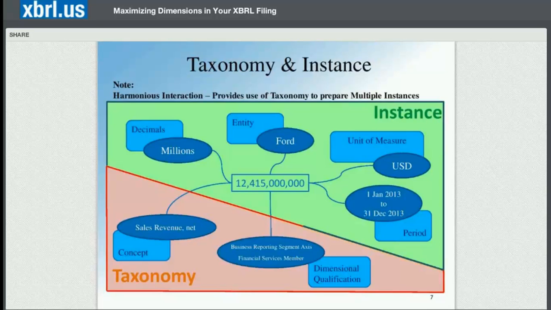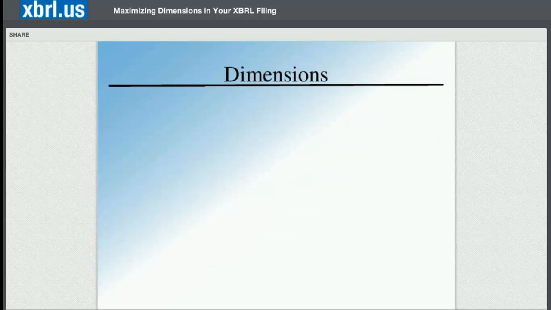This is just a nice graphic example separating the two components between taxonomy and instance, where we can see the concepts and dimensional elements that are established in the taxonomy, the structure, whereas the other metadata or context that's placed on every individual fact value in the instance. And that's really just a quick summary and refresher on what the components of XBRL are. Taxonomy and instance, taxonomy being the structure, the instance being the bag of facts.